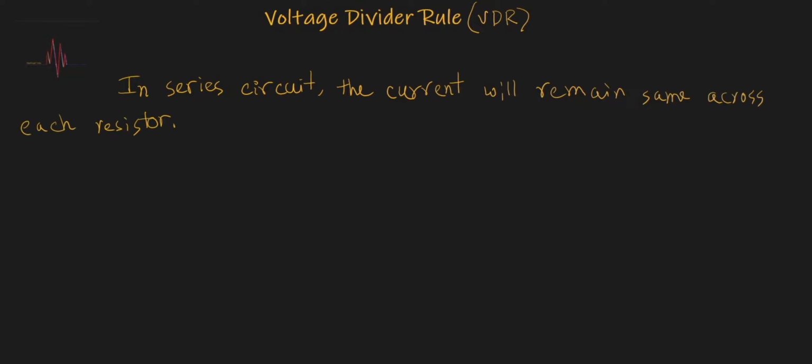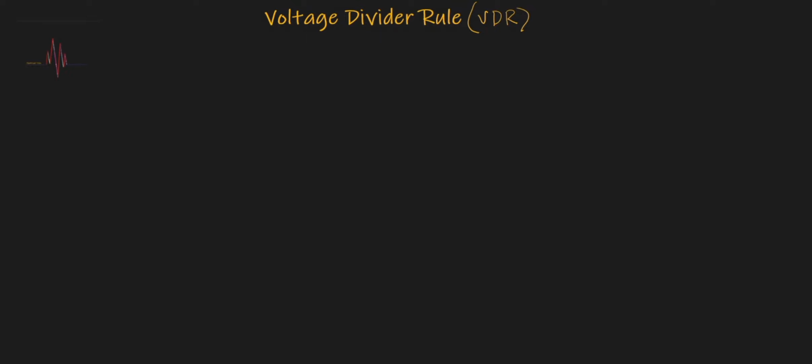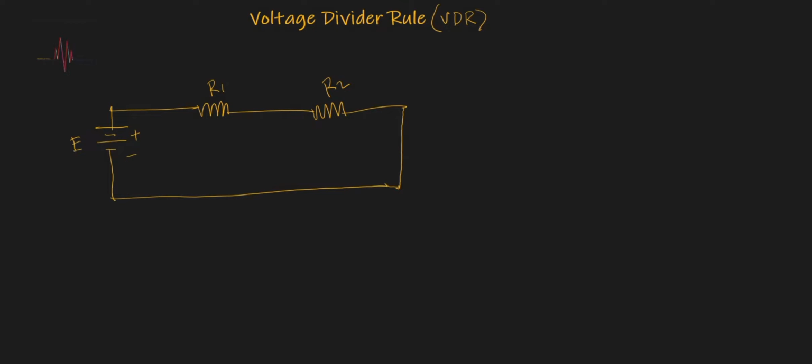From our previous lecture, we learned that in a series circuit, the current will remain the same across each resistor. In this circuit, we have a voltage source and two resistors, and the circuit is grounded. Here flows the total current Is. So what is the value of V1 and V2? To find the value of V1 and V2, we have to know the voltage divider rule.